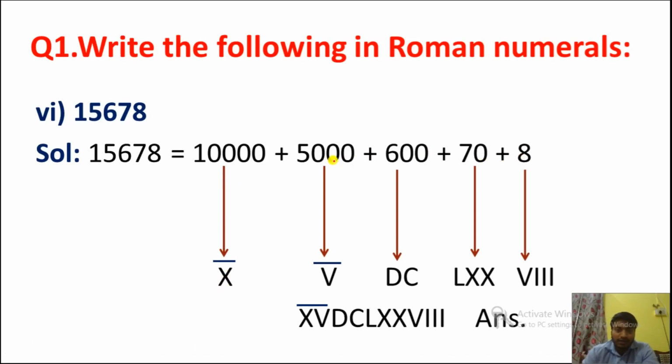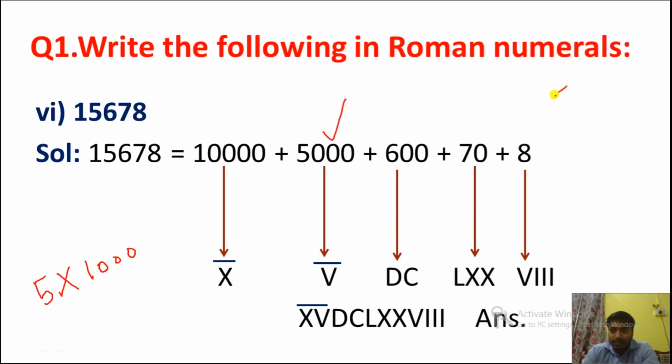Now we have to write 5,000. First we will write 5, and we have a separate symbol for 5, V, and we'll give it a bar sign. That means 5 will be multiplied by 1000, and when we multiply we'll get 5,000. Clear? Now we have to write 600.